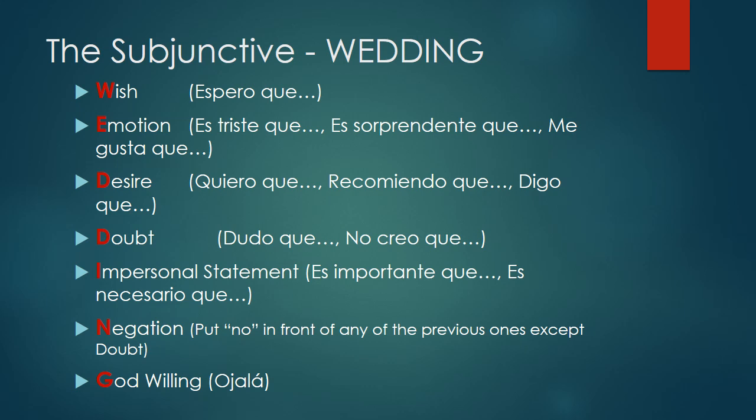N is for negation, which really all you have to do is put a no in front of any of the previous letters, like no quiero que, or no espero que, or no es triste que. And then finally, the G stands for God willing, which is a special expression in Spanish that's ojalá. And with ojalá, you can put a que afterwards, or you can just say ojalá and then the verb in the subjunctive.